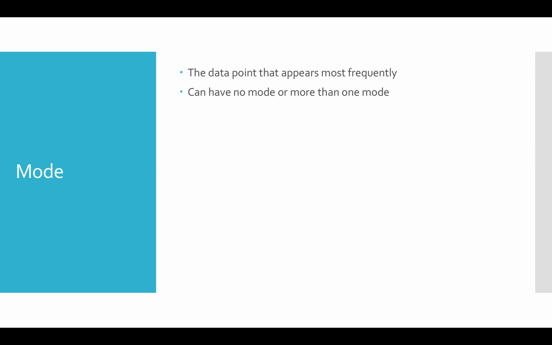Last, we have our mode. The mode is just the data point that appears most frequently. Unlike the mean and median, you could have no answer, or you could have more than one mode. For the mean and median, there's always one answer. For the mode, you have some options here.